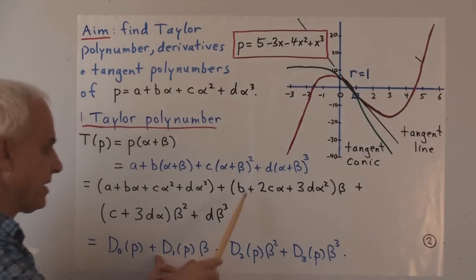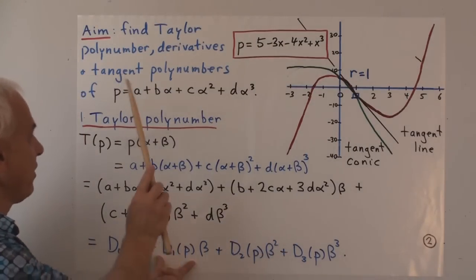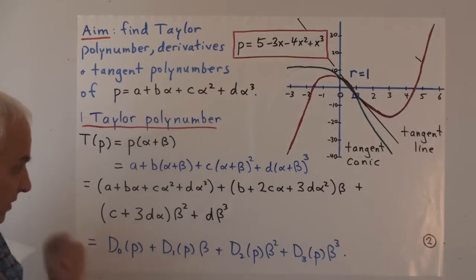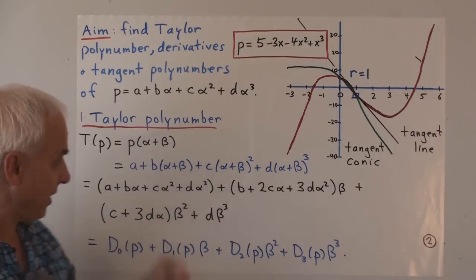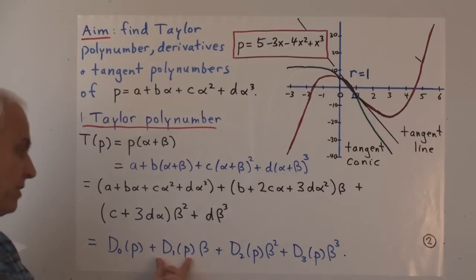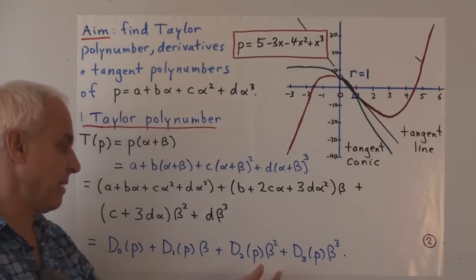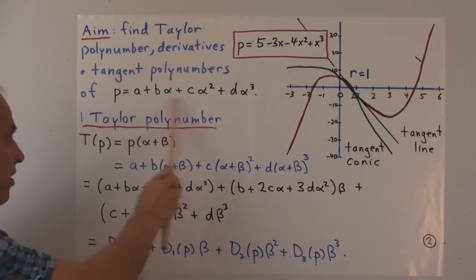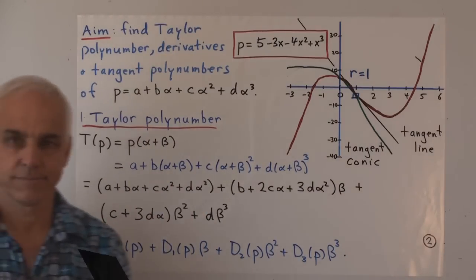d1 of p is just the same as the derivative. So this is the derivative of that. That's how we define what the derivative is. The derivative is the coefficient of beta in the Taylor polynumber. But at the same time, we also define the second subderivative, the third subderivative, and in fact the zeroth subderivative, which of course is just the same as the polynumber itself.